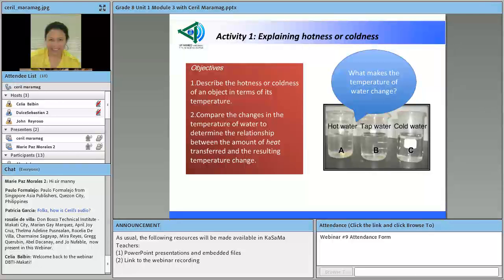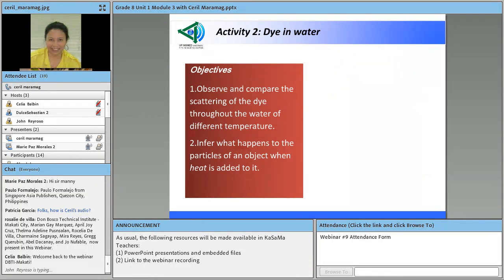So heat transfer took place. But why is there a corresponding change in the temperature of water? Well, don't expect your students to answer this, but they can do this once they are done doing the next activity. Activity 2 is entitled Dye in Water.